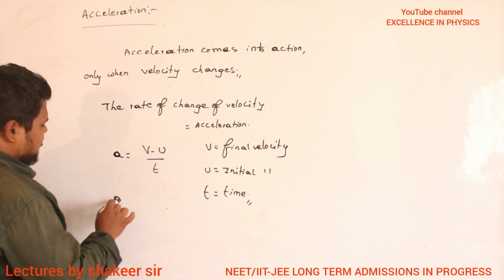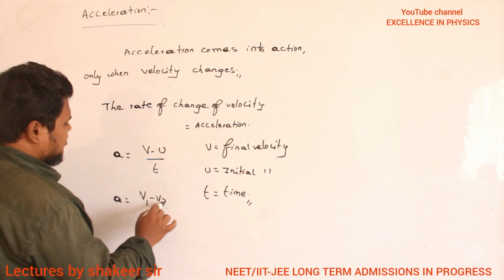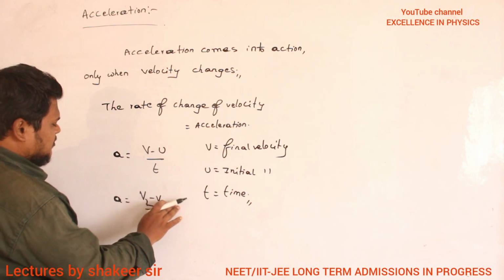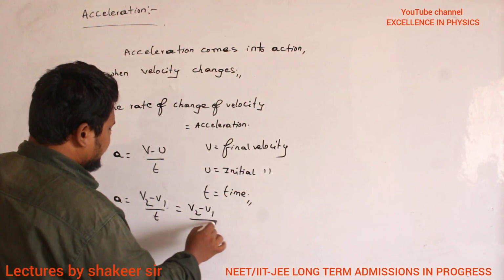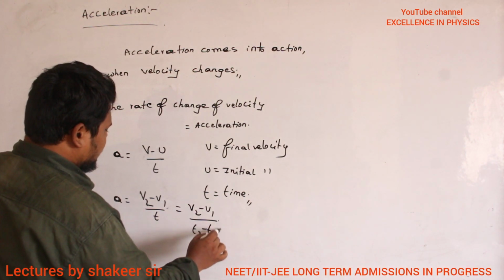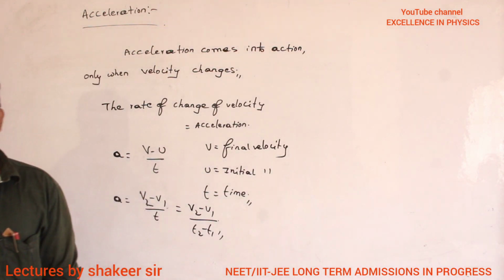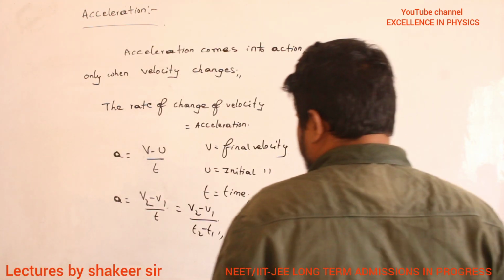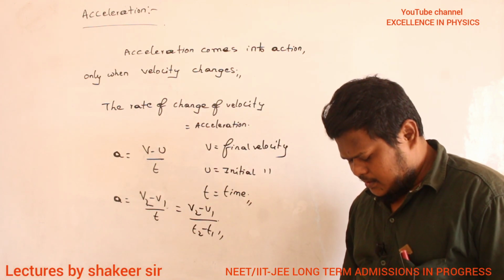Or the same acceleration you can write as acceleration is equal to v2 minus v1 divided by t, or also v2 minus v1 divided by t2 minus t1. So these are the different forms in which I can write acceleration. Are you able to understand, ma? That's it. So now let us try to understand this acceleration by taking one example.